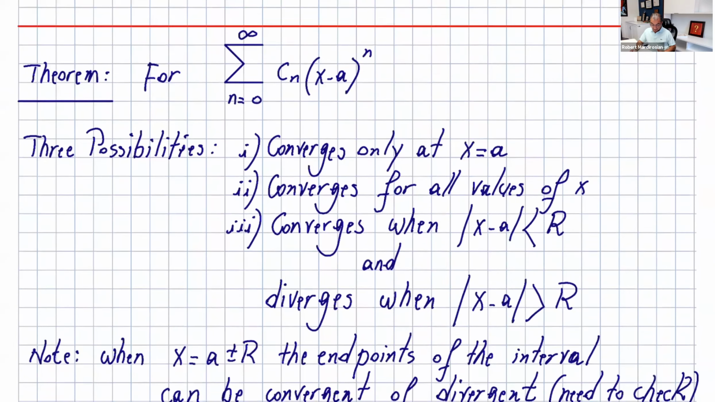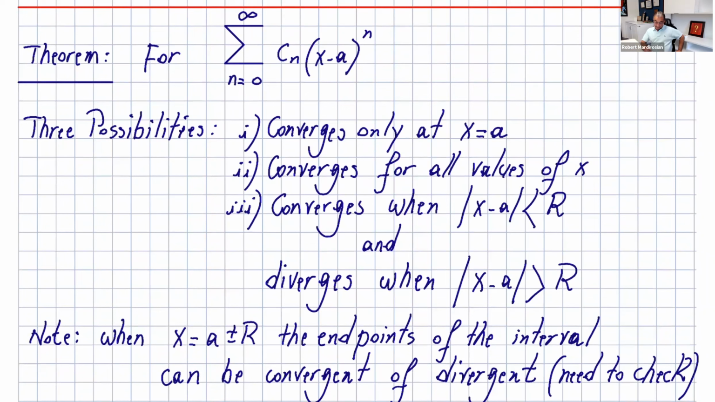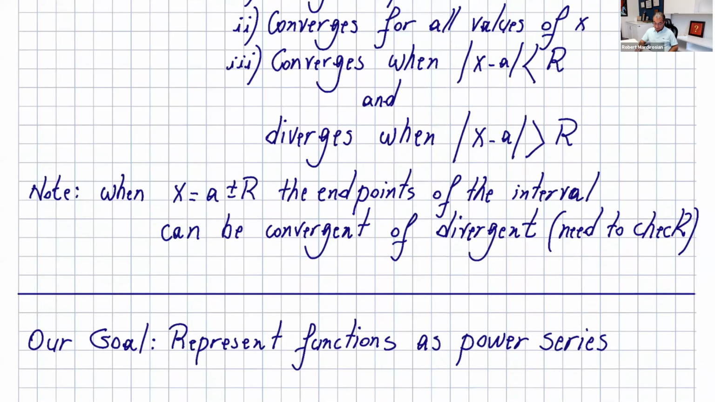So in general, if we have a power series like this, there are three possibilities. It might converge only at x equals a, just like we saw in the example. It can converge for all values of x. That can happen also, where you just get a limit and that's less than 1. Or it converges when the absolute value of x minus a is less than R, the radius of convergence, and diverges when the absolute value of x minus a is greater than R. We saw the examples here, that's just a summary.